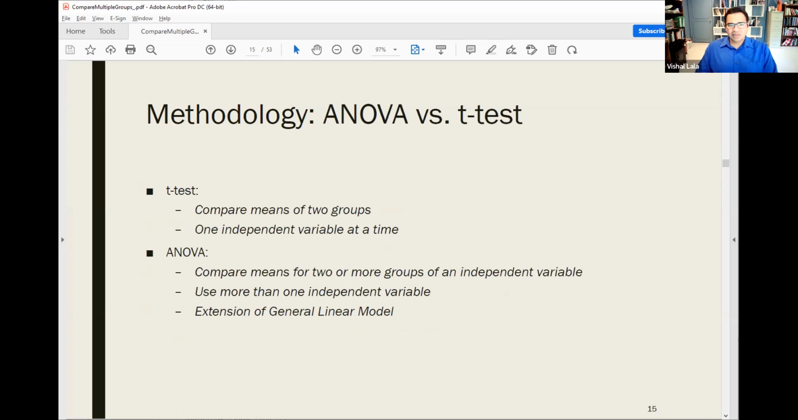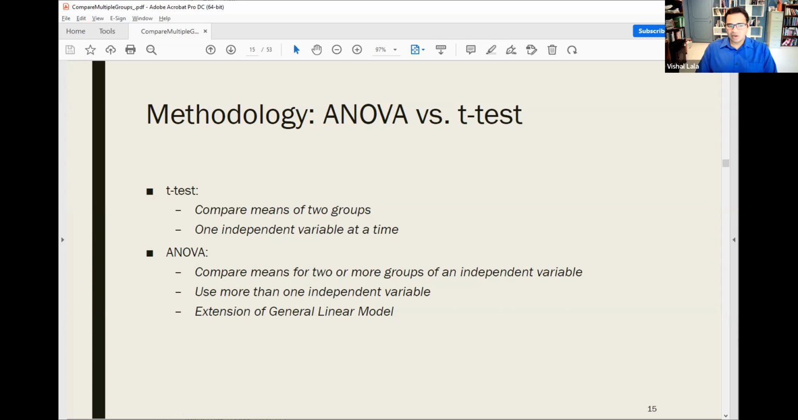Let's talk about t-tests versus ANOVA. If you only have two groups to compare, a t-test is a great way to go about it. Specifically, I'm talking here about an independent samples t-test. Furthermore, if you only have one independent variable to examine, or one factor with two levels, you can go and do a t-test.